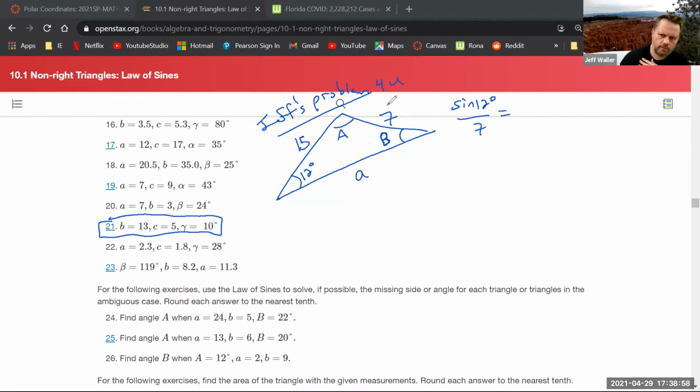Sine of angle B. Yeah, or sine B, because I know side B. I don't know anything about A, so I can't do anything with A yet. But I can certainly set up the thing for B. Sine of angle B divided by its side.